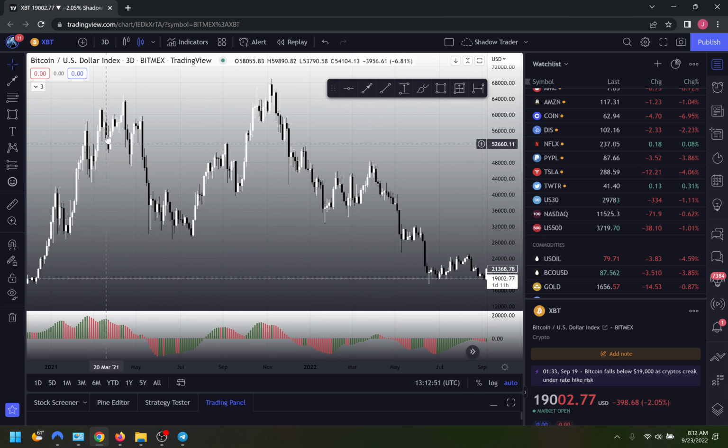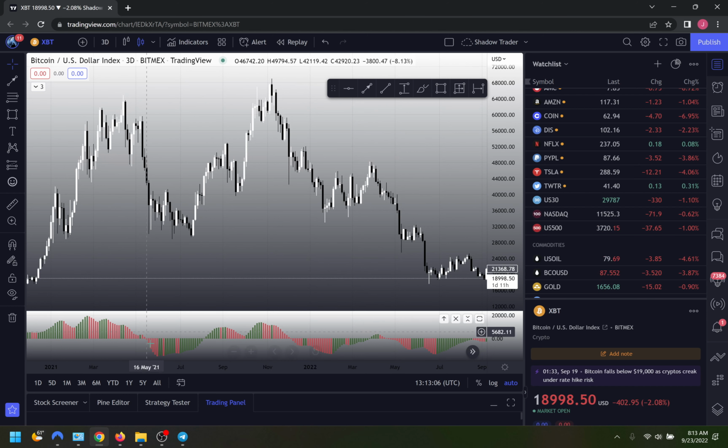So I'm going to show you how this short played out. I'm going to show you how this long played out. And these are the major ones I caught in 2021. Yes, they took months to play out, but this is the 3-day chart.